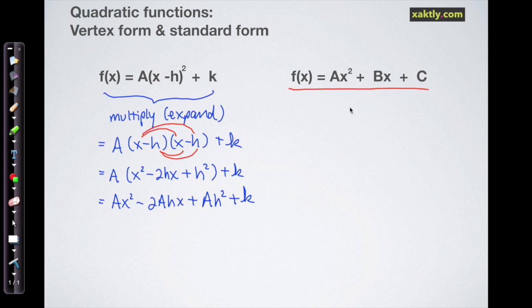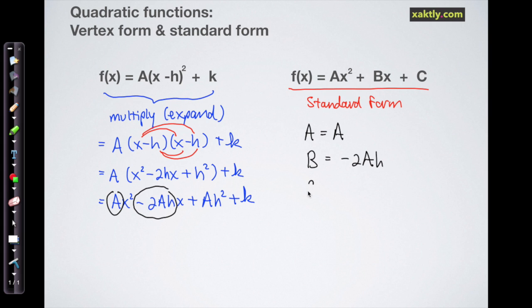And we end up with something that looks an awful lot like what's on the right side, the standard form. It's got a term containing x squared, a term containing x, and a constant term. And we note some correspondences here. The a on the left that multiplies x squared is the same as the a on the right that multiplies x squared. B seems to correspond to this minus 2ah, and c to this other group of constants, ah squared plus k.